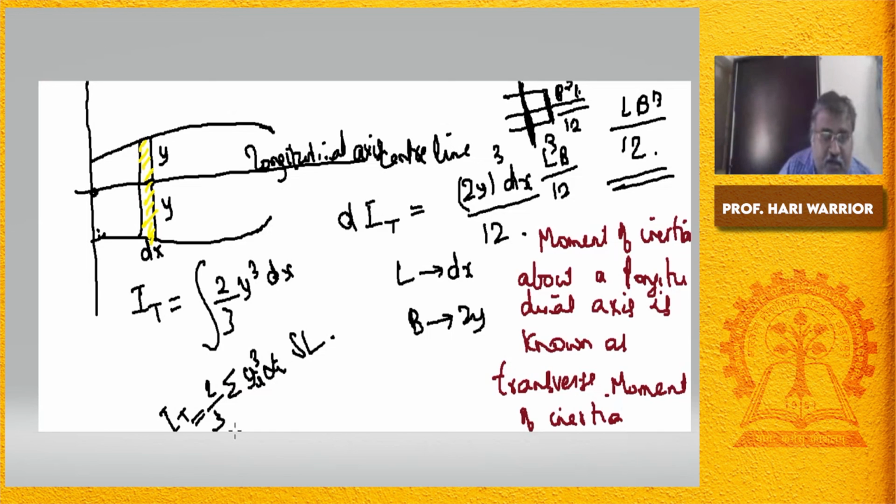So this is your answer. This is 2 by 3 y cubed. This is your expression for IT. So this is what it means. I transverse is given by this. Okay. Then the next step is I longitudinal.